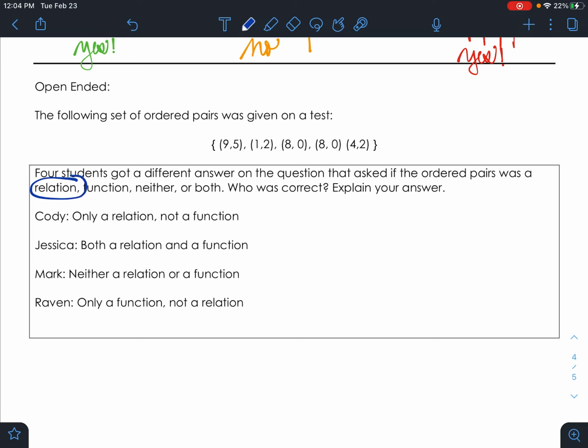It always has to be a relation, okay? So if I'm looking through here, I'm going to say Mark can't be right, because he's saying it's not a relation and it has to be a relation. And that's the same with Raven, all right? Raven is also saying that, and she's saying it's not a relation. So they have to be wrong. So it has to be a relation. What we're trying to determine is, is it a function?